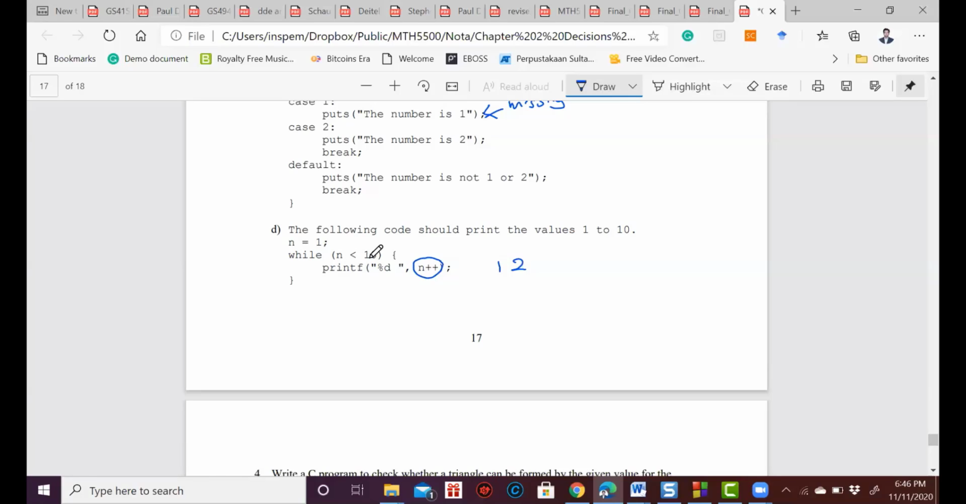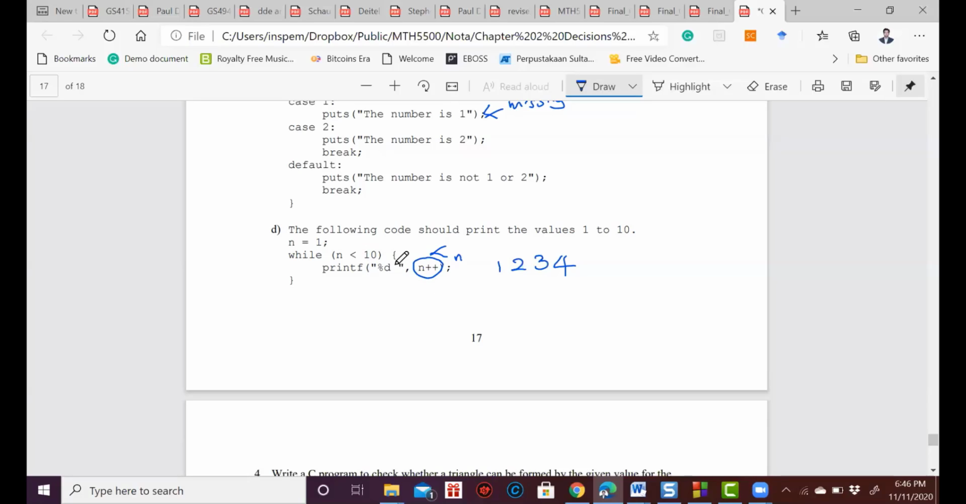3 less than 10, yes. Then we print 3 plus plus, which is 3. But the value for n is 4. For this one, we consider two values: the value for n plus plus depends on the value of n. And then we repeat again. 4 less than 10, yes. So 4 plus plus is 4. Then n becomes 5, 5 less than 10, yes.